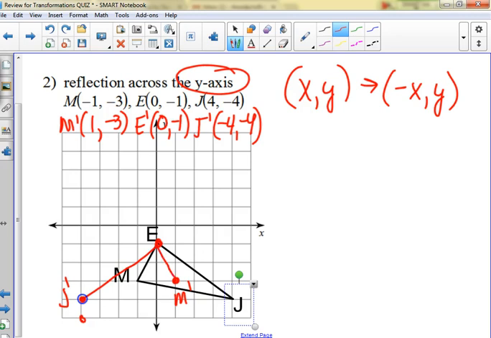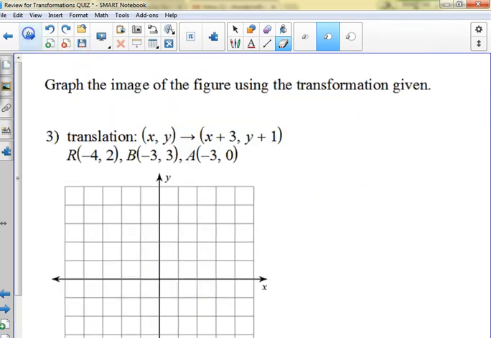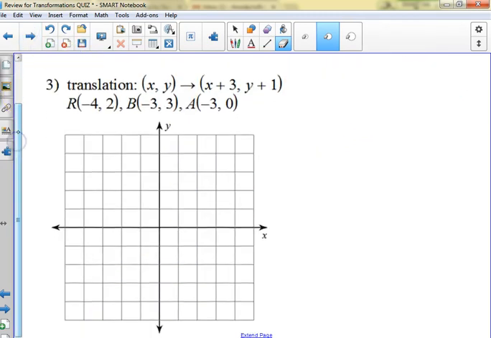So it's going to look like this. It should look like it flipped right to left, okay? And again, make sure you're labeling as you go. Make sure you're labeling the new ones with the little primes. All right, number 3 doesn't give you either one, and that's the case on the quiz. Some of them you have to graph both the pre-image and the image.